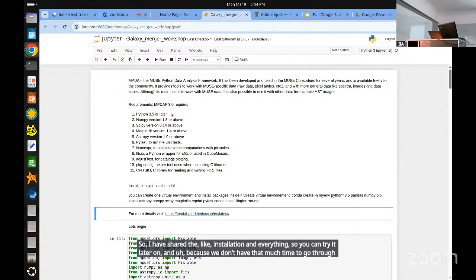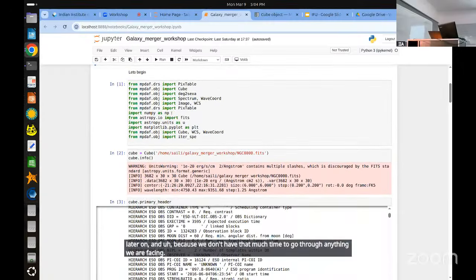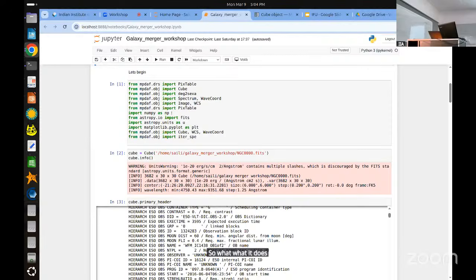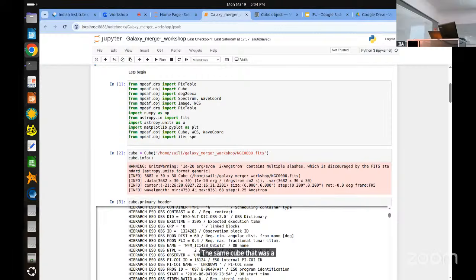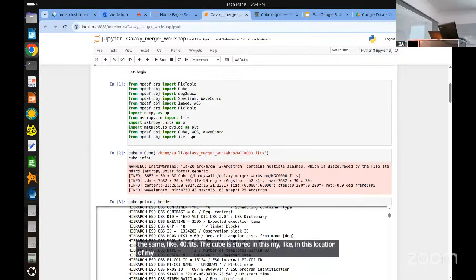we are facing. So what it does, you import several libraries. Here I am importing something called Cube, which basically reads the cube data, and anything you want to do with the cube data, you can do. I am reading here the same cube that Amrita showed, NGC 40.fits. The cube is stored in this location of my system, and when I read the cube info, it gives me the information of the cube.